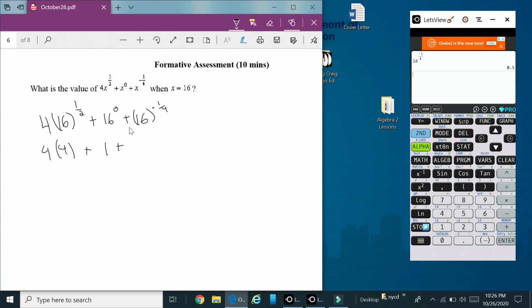And if you don't know what 0.5 is, you can put it in fraction, but it doesn't really matter because you put it in the calculator. So let's put 0.5 here. Equals 4 times 4 plus 1 plus 0.5 will give you, again, 17.5.